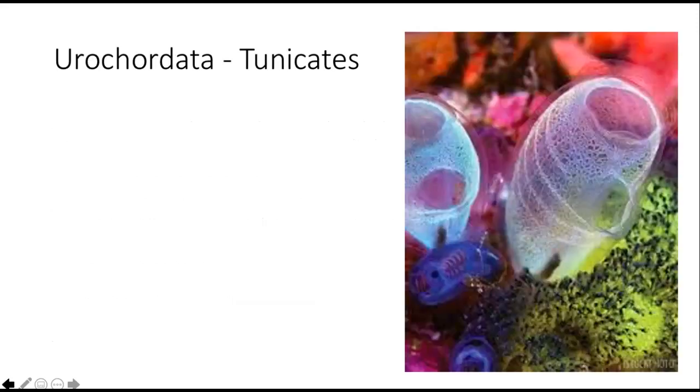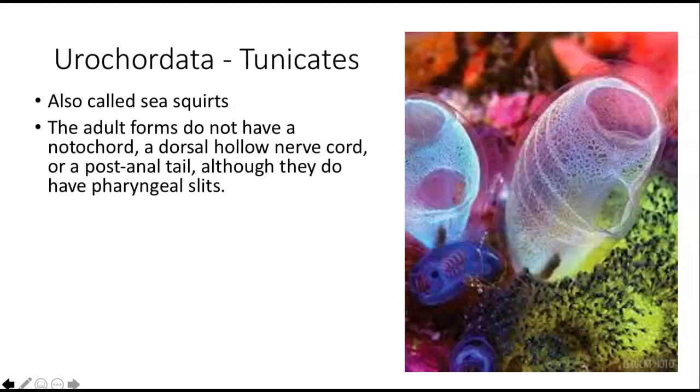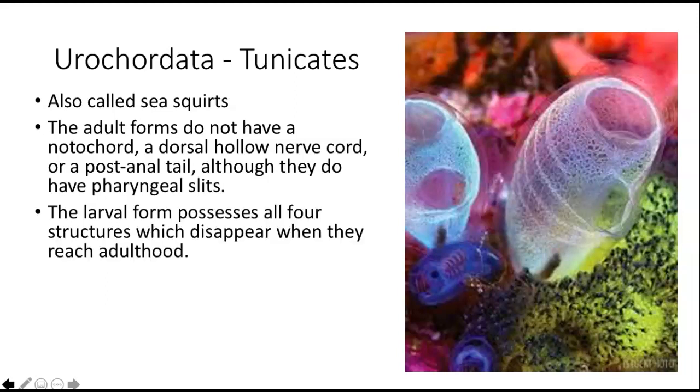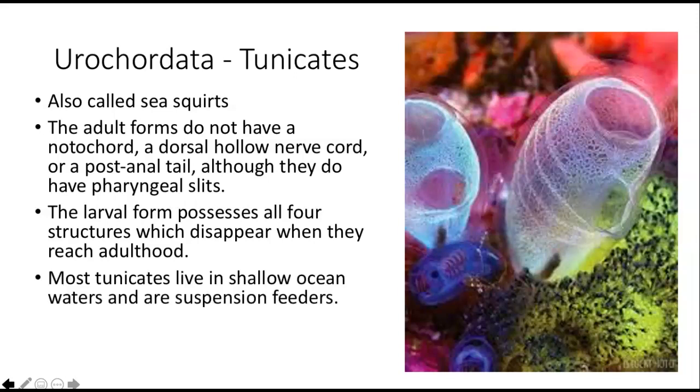Here are the Urochordata, which are the Tunicates, very, very simple organisms. These guys are also called sea squirts. The adult forms do not have a notochord, they don't have a dorsal hollow nerve cord, and they don't have a postanal tail. But they do have pharyngeal slits, but at some point during their development, they do show all 4 of those. That's why they are listed as chordates. The larval form possesses all 4 of those structures, but they disappear when they reach adulthood.